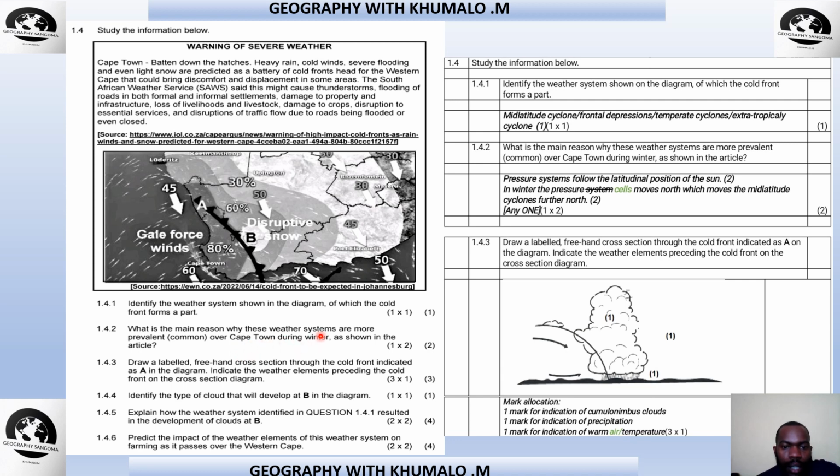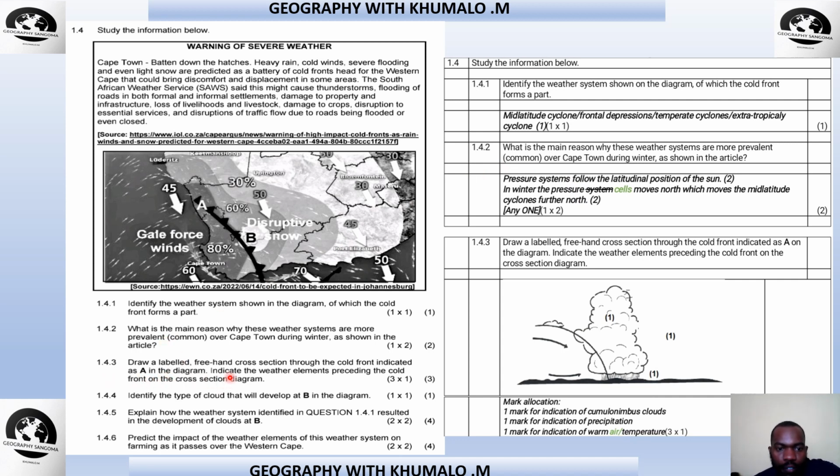1.4.2, what is the main reason why these weather systems are more prevalent or common over Cape Town during winter, as shown in the article? Now, the pressure systems follow the latitudinal position of the sun. In winter, the pressure cells move north, which moves the mid-latitude cyclone further north.